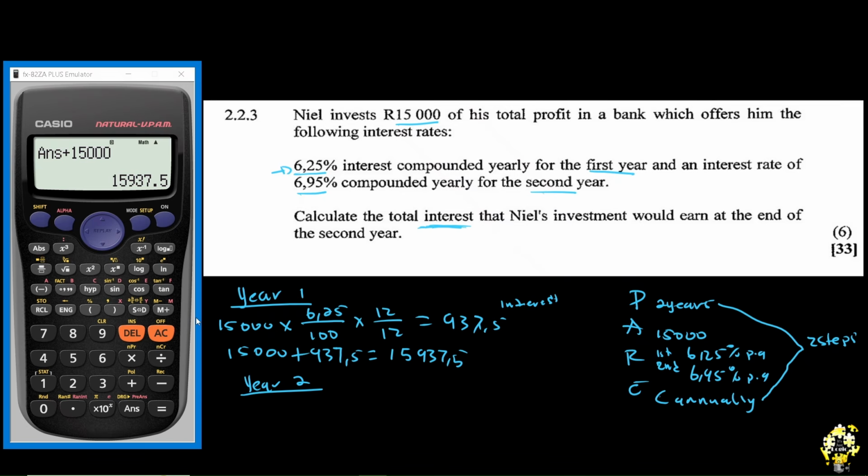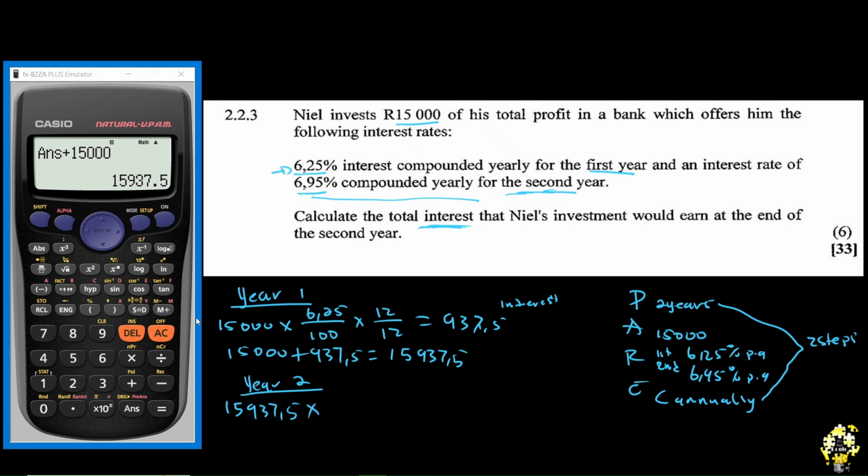Second year, let's continue. Year 2, what do we use? What we ended with for year 1, so it's 15,937.5. Do we multiply it by 6.25? No, we don't. Why? Because they gave a different interest rate for the second year. For the second year, the interest rate is no longer 6.25, it's 6.95. Important. Pay attention. Do your PAC. It will guide you. Do your PAC so that you immediately start with calculations. Everything becomes simple, easy.